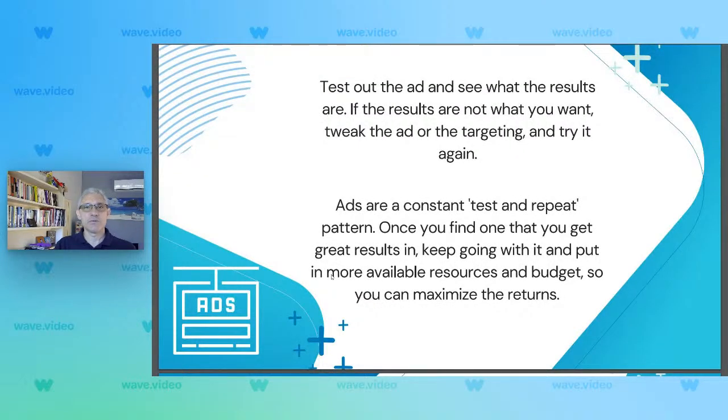Test out the ad, see what the results are. If the results are not what you want, tweak the ad or the targeting and try again. We talked about this a couple of weeks ago with testing. I think it was A/B testing is what we mentioned, where you just change one variable. So if something's not working, make one change, try it again, then make another change. Don't change 16 things because you won't know which of those actually helped or hurt in that test.